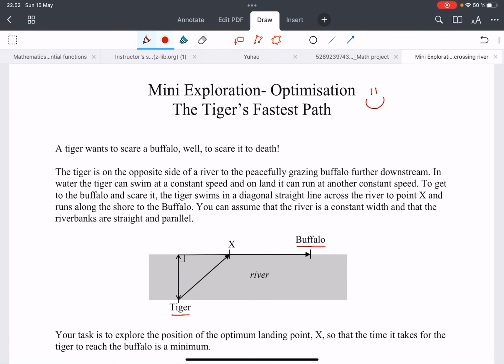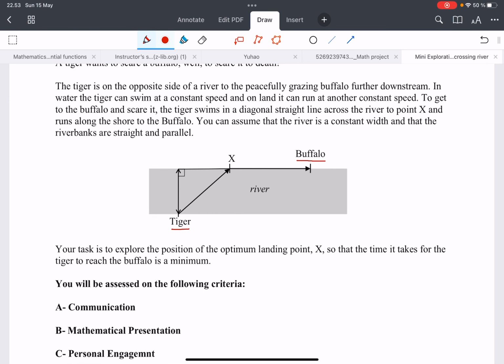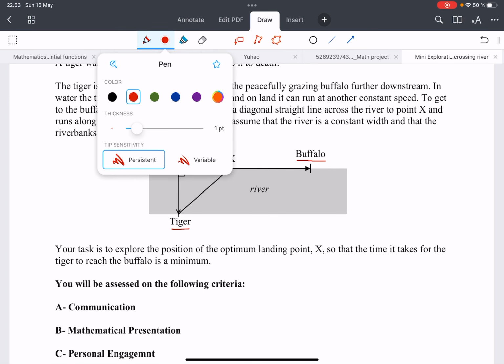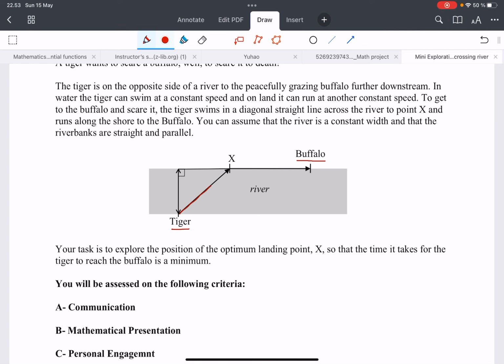Hello. So here is a small explanation on the mini exploration that you will have to hand in, and it has to do with optimization and the tiger's fastest path. So we have a tiger that is on this side of the river, and the tiger wants to swim first and then run to reach the buffalo.